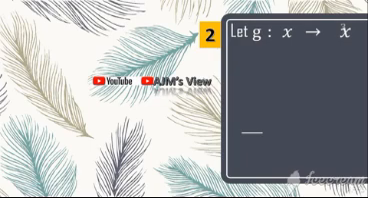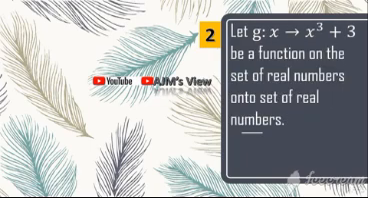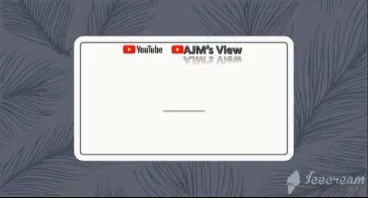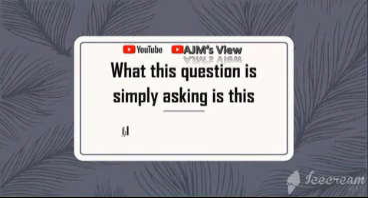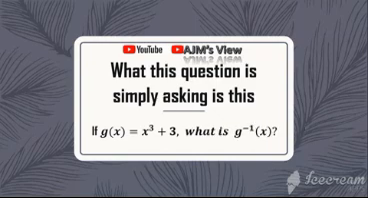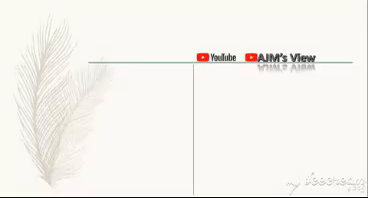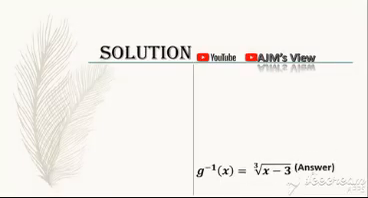Example 2. Let g from x into x cubed plus 3 be a function on the set of real numbers onto the set of real numbers. Find the inverse function. What this question is simply asking is, if g of x equals x cubed plus 3, what is g inverse of x? Solution. Our final answer is expected to be g inverse of x equals cube root of x minus 3. But the question is, how did we arrive at this final answer?